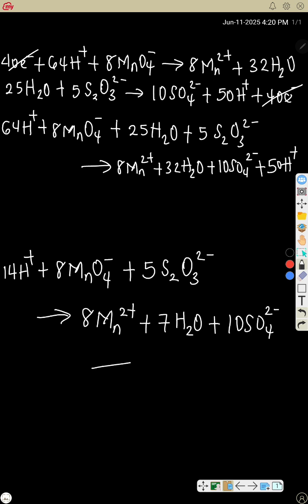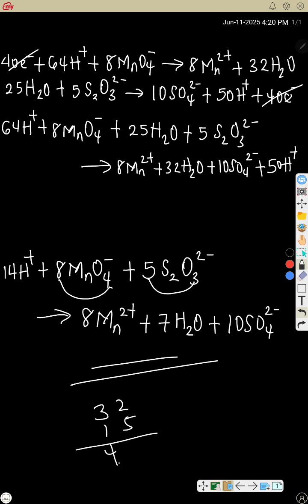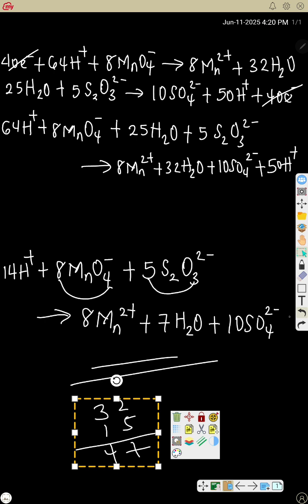Now this is the balanced equation in acidic medium. You can check whether you're right or wrong. Now how many hydrogen do we have here? 14. How many hydrogen do we have here? 7 times 2, 14. How many manganese do we have here? 8. How many manganese do we have here? 8. How many oxygen do we have here? 8 times 4, 32. Plus 5 times 3, 15. 32 plus 15, that's 47. So that side is 47.